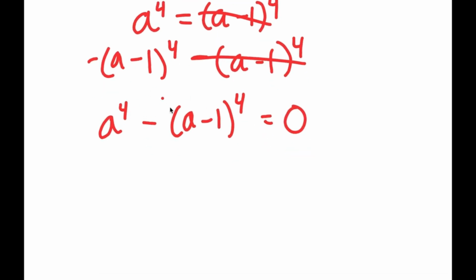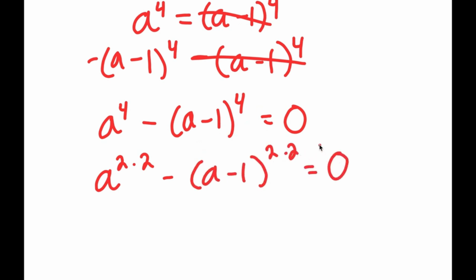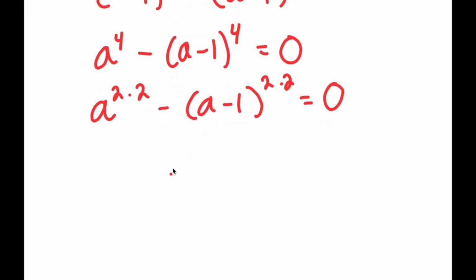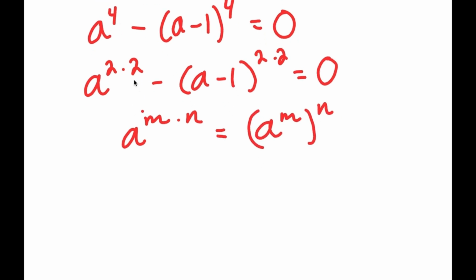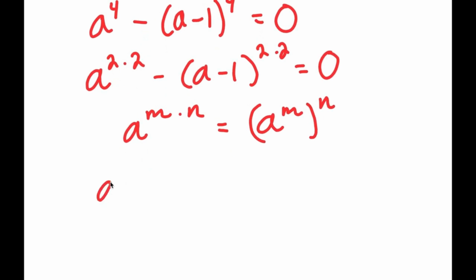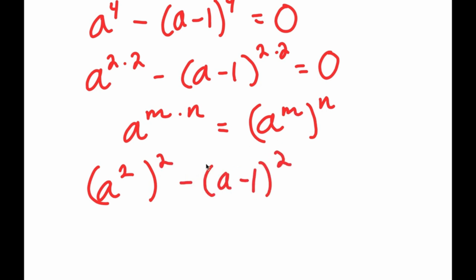Now, from here, I'm going to rewrite a to the power of 4 as a to the power of 2 times 2. And I'm going to rewrite (a minus 1) to the power of 4 as (a minus 1) to the power of 2 times 2. And the reason I did this is because if I have something in the form a to the power of m times n, this is equal to a to the power of m to the power of n. So a to the power of 2 times 2, I can rewrite that as (a to the power of 2) to the power of 2. And (a minus 1) to the power of 2 times 2, I can do the same thing. I can rewrite this as ((a minus 1) to the power of 2) to the power of 2, and this is equal to 0.